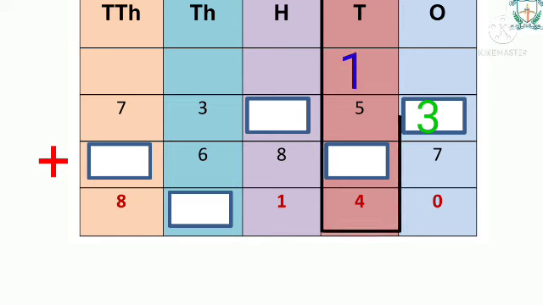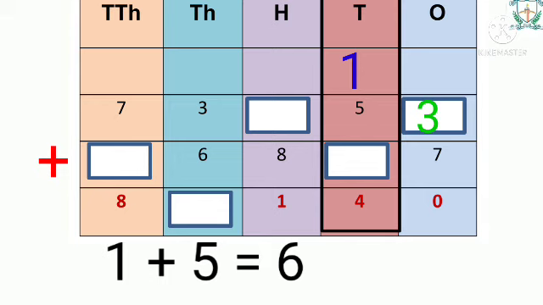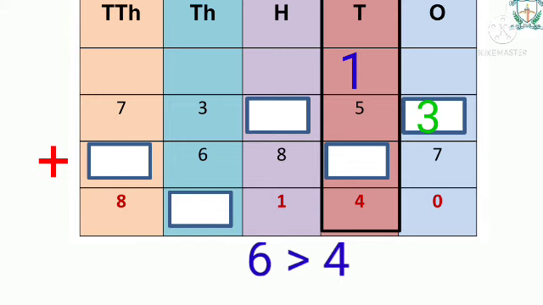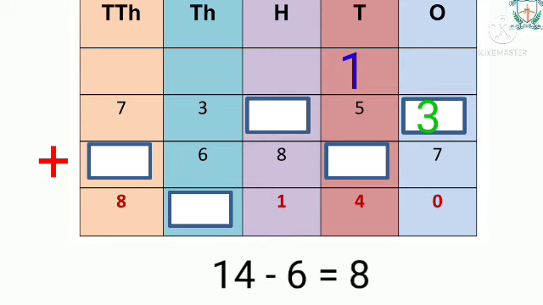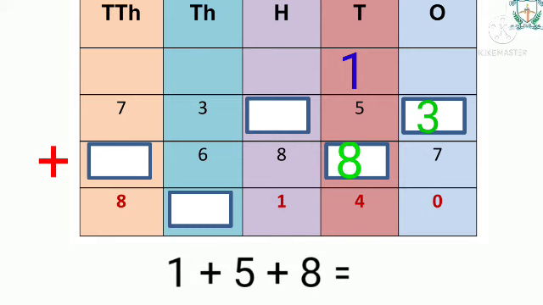Let us take tens place digits. Since 1 plus 5 is equal to 6, which is greater than 4, the sum should be 14. That is, 14 minus 6 is equal to 8. Therefore, 1 plus 5 plus 8 is equal to 14. Write 4 in tens place and 1 as a carry forward to hundreds place.